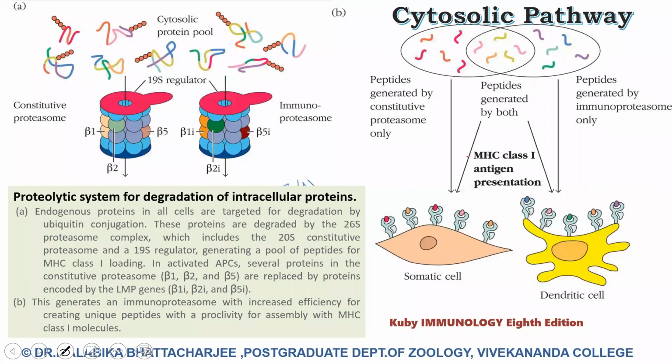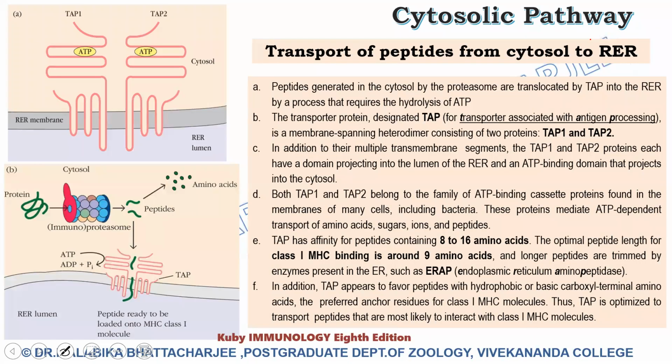So this is another picture showing you the immunoproteasome and the constitutive proteasome. And these are the different kinds of fragments that can be generated, both by immunoproteasome and constitutive proteasome. Now, as you can see, the protein was tagged by ubiquitin monomers, and this polyubiquitinated protein enters the proteasome complex or the immunoproteasome, and these proteins are degraded, right?